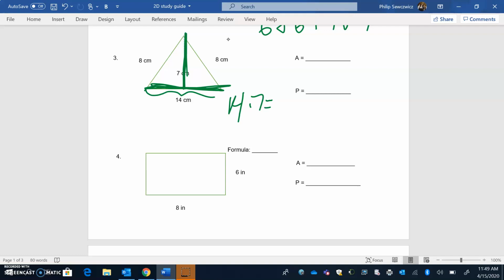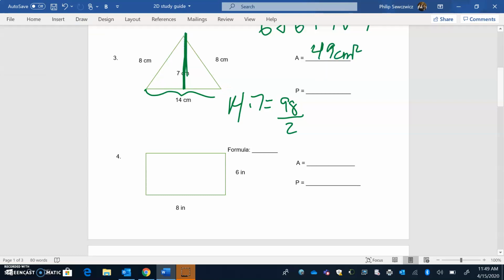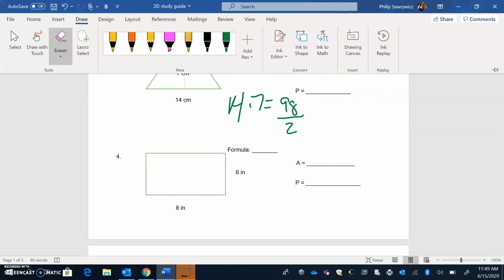So 14 times 7 is 98. But again, we only want half of it. So that's going to give us 49. So 49 centimeters squared. If you're doing the visual approach, and again, I think it's great because it helps you even with your algorithm that we're talking about. Watch what's going on here.